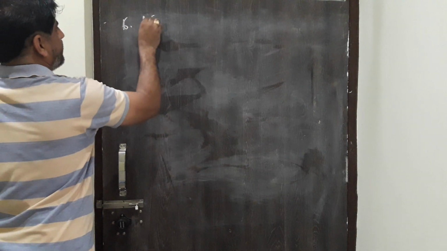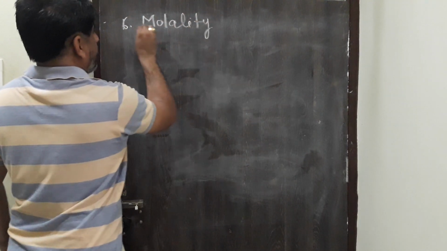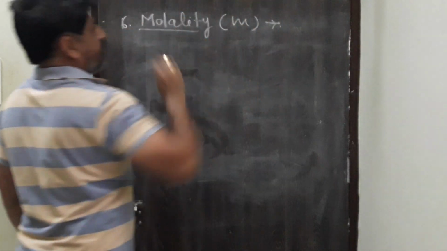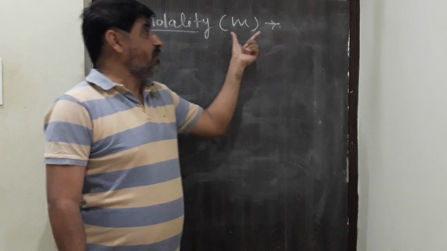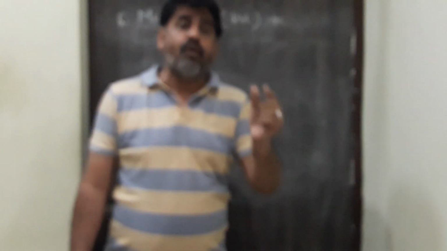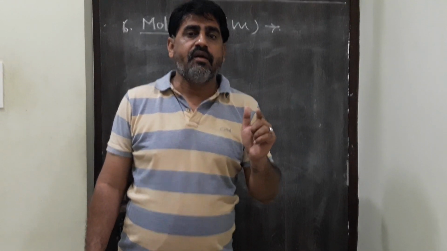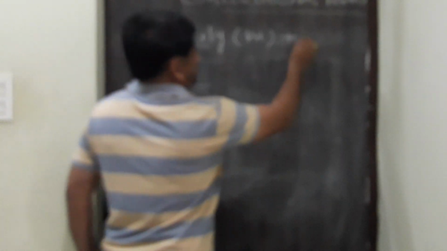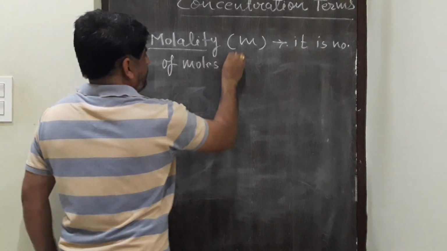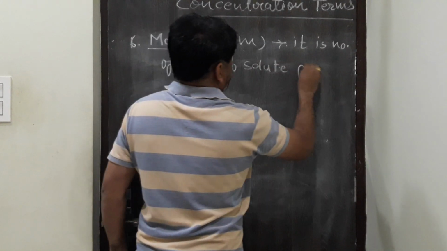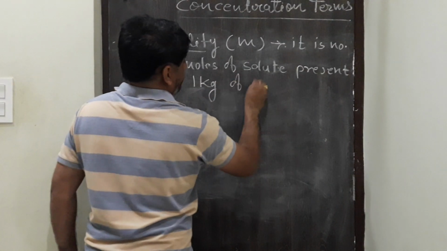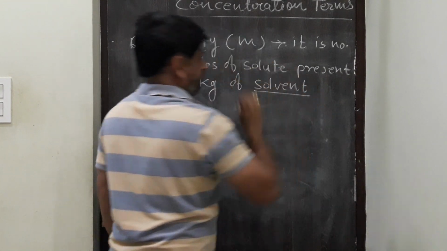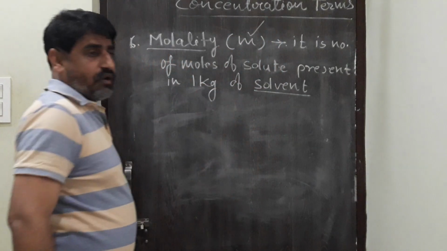Molality, sixth. Molarity and molality have a small change. Molality also has a number of moles of solute. It is the number of moles of solute present in 1000 gram of solvent. In 1 kg of solvent, we can write it 1 kg of solvent, not solution. It is solvent. It is expressed by a small m.